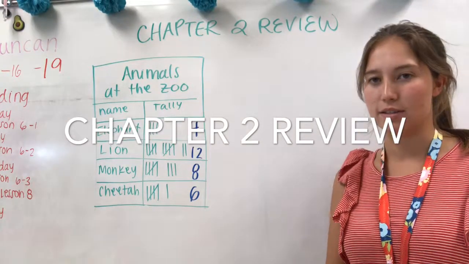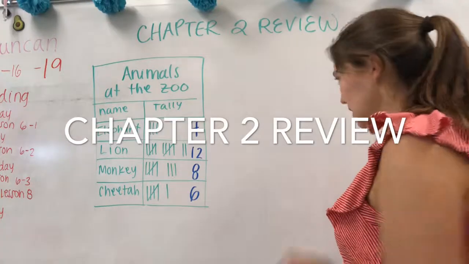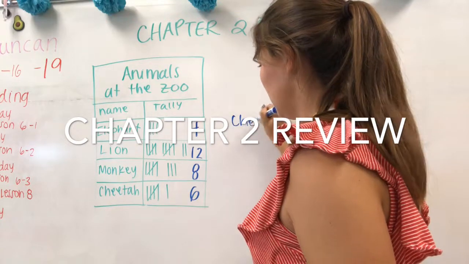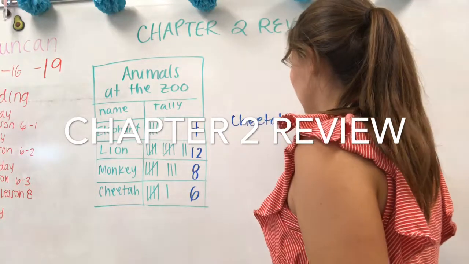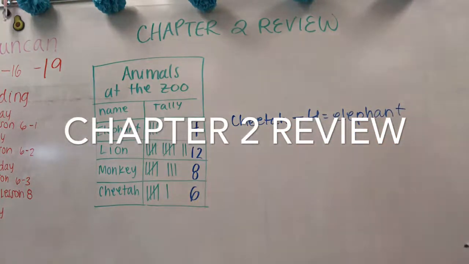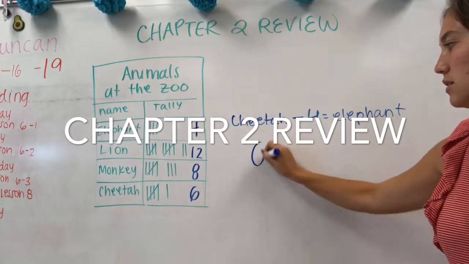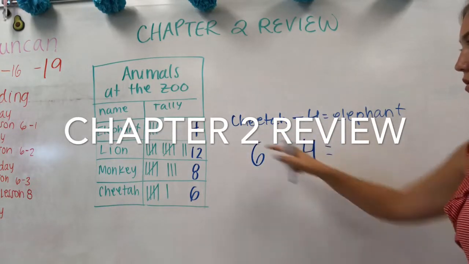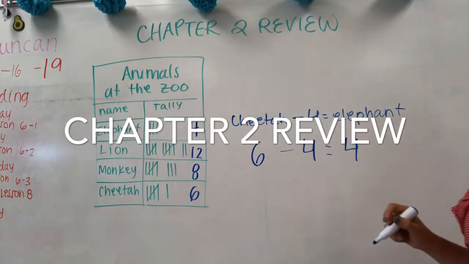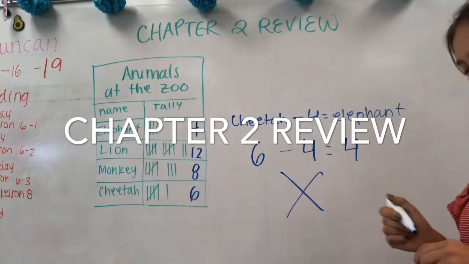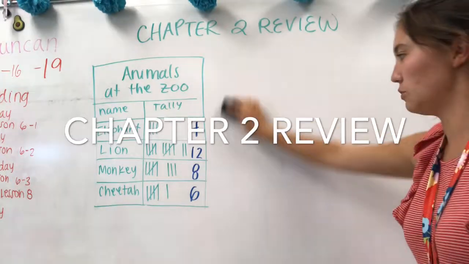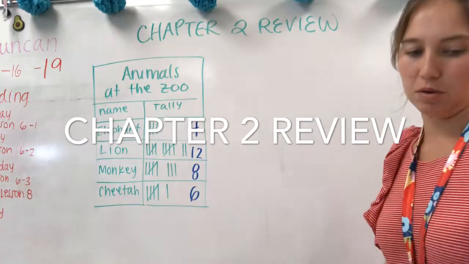Miss Duncan saw 4 fewer elephants than cheetahs. So what that's saying is I saw 4 fewer elephants than I saw cheetahs. So cheetah minus 4 equals elephant. Let's plug our numbers in. Cheetahs have 6. 6 minus 4 equals, an elephant is 4. Does that make sense? 6 minus 4 equals 4? And 6 minus 4 equals 2. Or 6 minus 2 equals 4. So that can't be right.